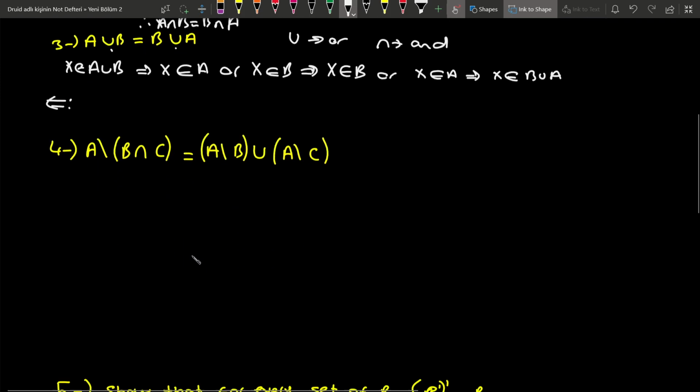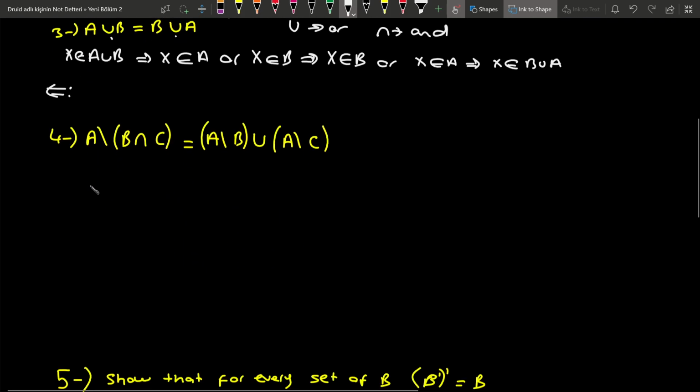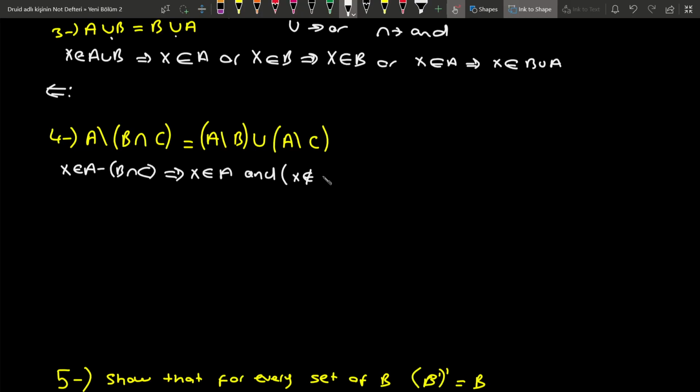Let's move to the last example for this part. Okay, wait, is this correct? A minus B. Yeah, it is correct. So we will start here. X belongs to A minus B intersection C. This will mean that X belongs to A. We must be careful here so we don't make a mistake. And X does not belong to B intersection C.